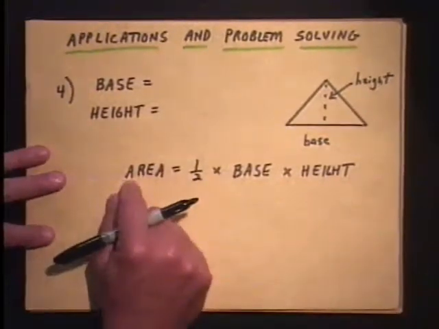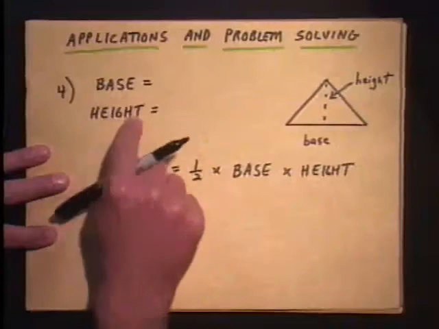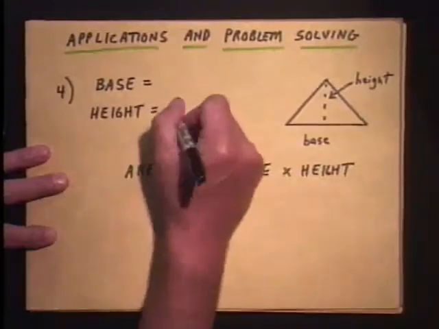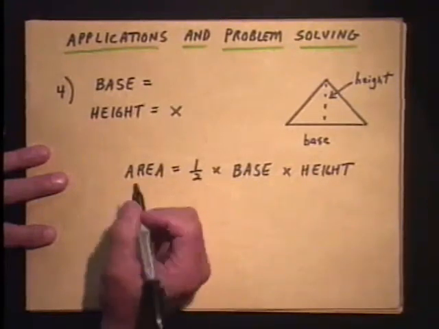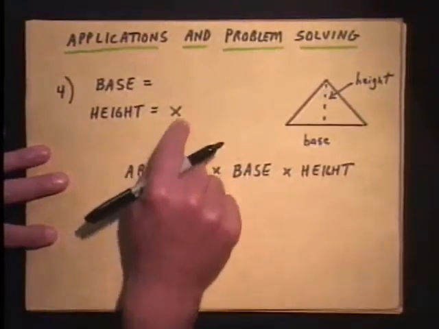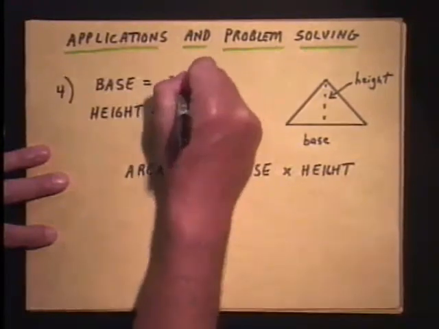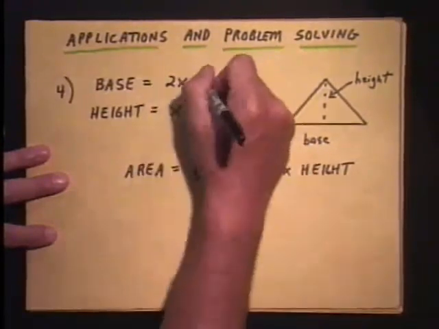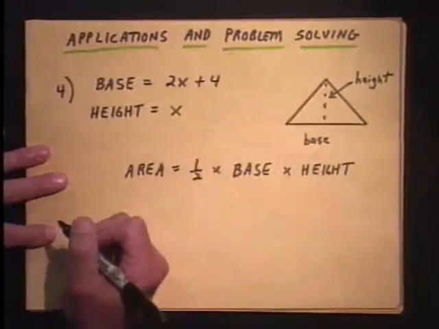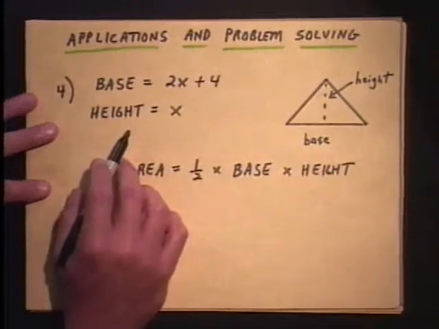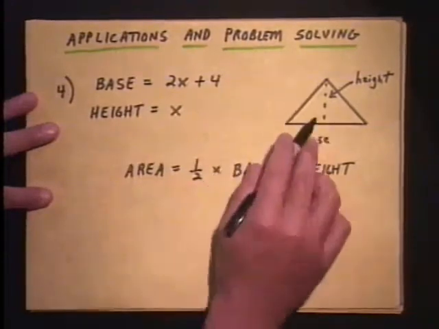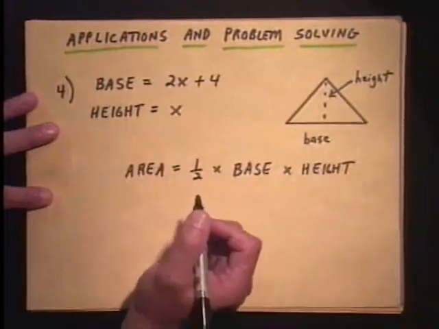Now, in the problem, it says the base of the triangle is 4 centimeters greater than twice the height. So in this case, they're comparing base and height. I would let the height be x, since it would be the unknown. Then if the base is 4 centimeters greater than twice this, twice x would be 2x, and 4 centimeters greater than that would be plus 4. Just like when we had the rectangular problems earlier, they compared length and width. When they have triangular problems, they usually compare these two, base and height.